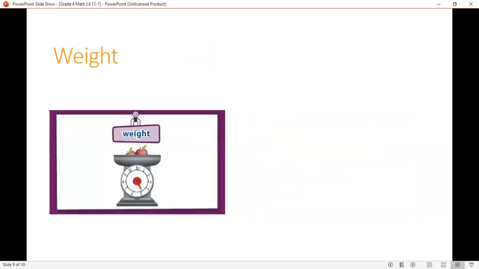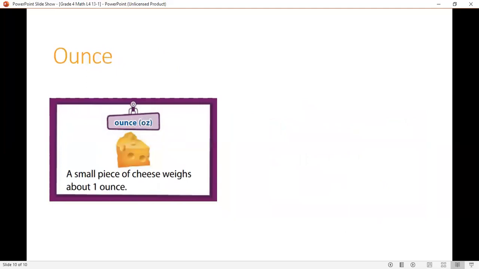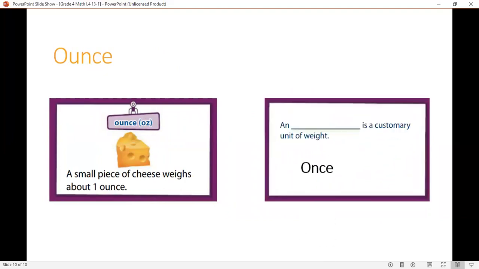weight. What is weight? Weight is how heavy an object is. So for instance, if I take your weight, you might weigh 50 kilograms, you might weigh 40 kilograms, and I might weigh 80 kilograms. So weight is how heavy an object is. An ounce. A small piece of cheese weighs about 1 ounce. So an ounce is a customary unit of weight.